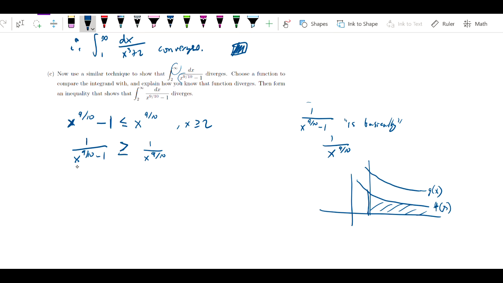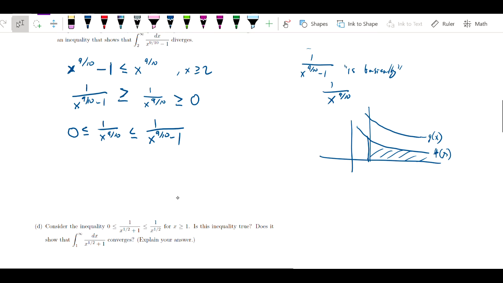So we can see that this function here, 1 over x to the 9/10 minus 1, is greater than 1 over x to the 9/10. And by the way, of course, for x greater than 2, they're both going to be greater than or equal to 0. I know some of you are saying, wait, doesn't the 0 go on the left side of the inequality? It doesn't really matter which way I write the inequality. This inequality is absolutely equivalent to writing this. In other words, I can simply switch the direction of the alligator and just move everything like that.